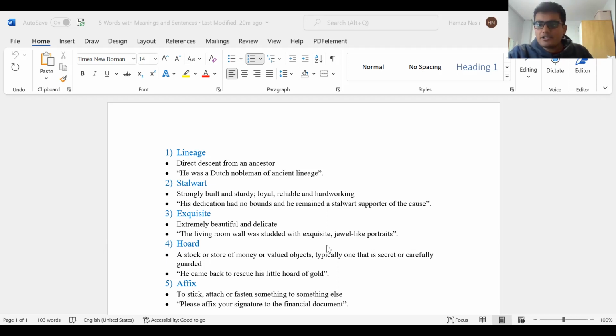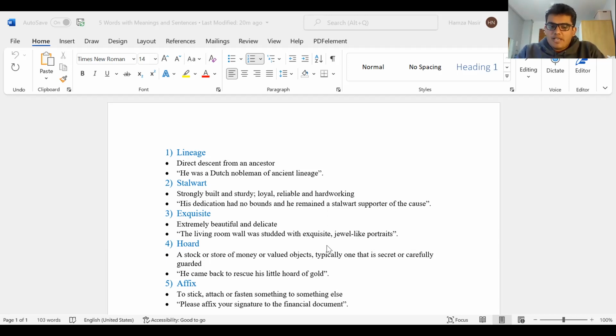Number 3, you have exquisite. Exquisite basically means to be extremely beautiful and delicate, right? The living room was studded, that is, the living room was full of exquisite jewel-like portraits. Number 4 means hoard, that is, to stockpile something, right? Hoard means a stock or store of money or valued objects, typically one that is secret or carefully guarded. A sentence could be, the man came back to rescue his little hoard of gold.